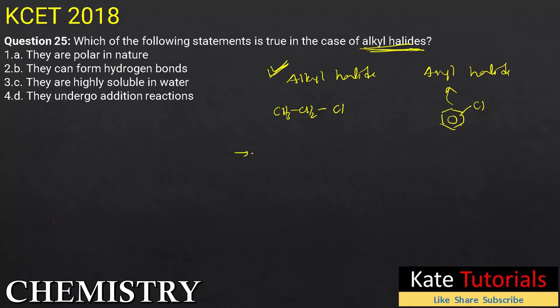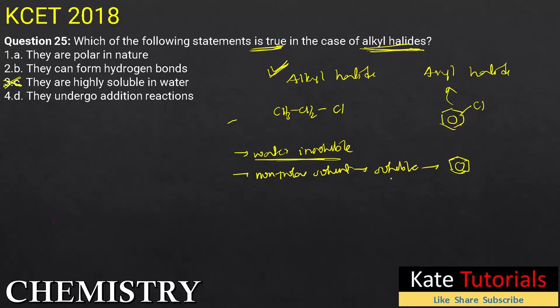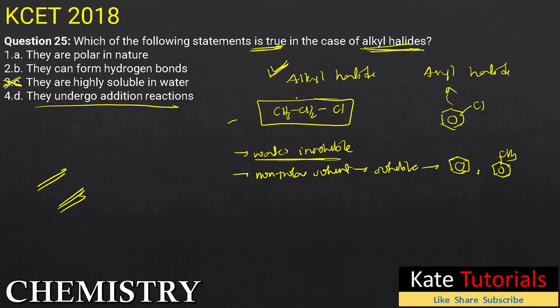This is an organic molecule, so it will be water insoluble, right? But in option C, they say they are highly soluble in water. This is not the true statement, and they have asked which is the true statement. So this is false because alkyl halides are water insoluble as they are organic. Organic molecules are water insoluble; they will be non-polar, so they are soluble in non-polar solvents like benzene, toluene, xylene, etc. And they undergo addition reaction. Addition reaction happens for double bonds, alkene or alkyne, right? Here there is no double bond, it is simple CH3CH2Cl, so it doesn't do any addition reaction. So this is also a wrong option.